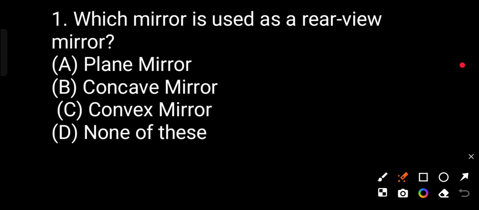Today we are studying about science. The first question is which mirror is used as a rear view mirror? Option A plane mirror, option B concave mirror, option C convex mirror, option D none of these. Correct answer will be convex mirror.